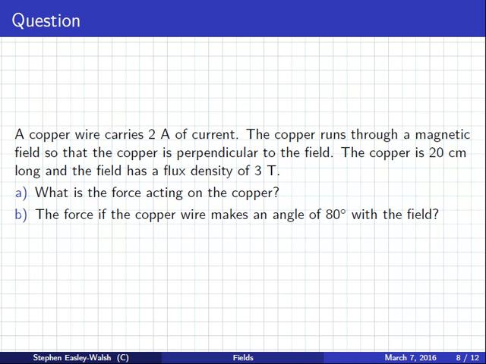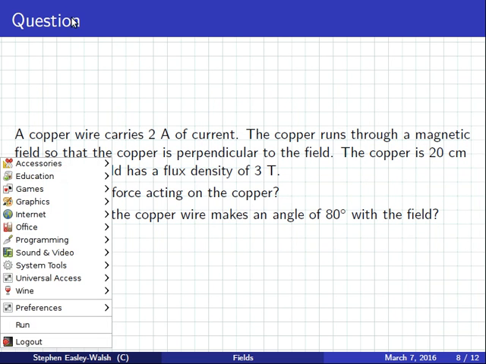A copper wire carries 2 amps of current. The copper runs through a magnetic field so that the copper is perpendicular to the field. The copper is 20 centimeters long and the field has a flux density of 3 Tesla. What is the force acting on the copper? So have a look at your formulas and decide which one you need for this one.